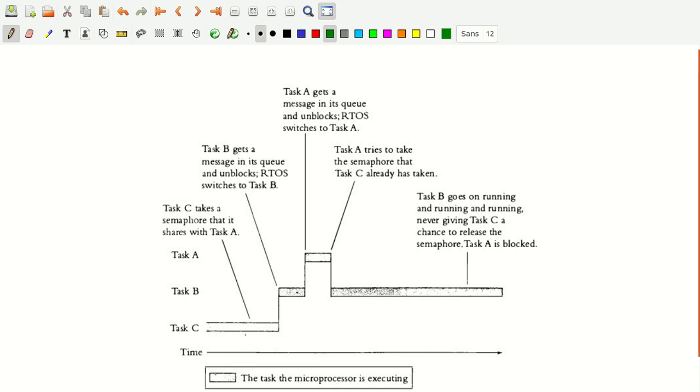So let me take one example. There are three tasks here: TA, TB, and TC. TA has the highest priority, which I am going to write as H here. TB is going to have the middle priority. TC is going to have the low priority.